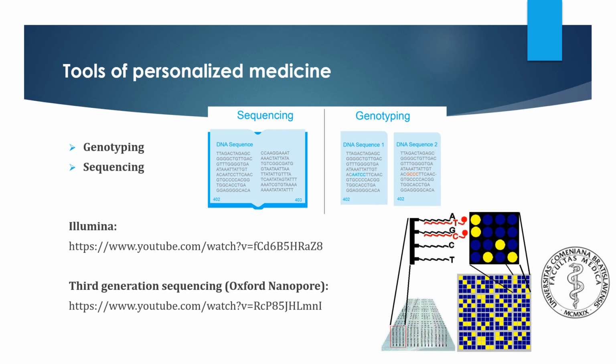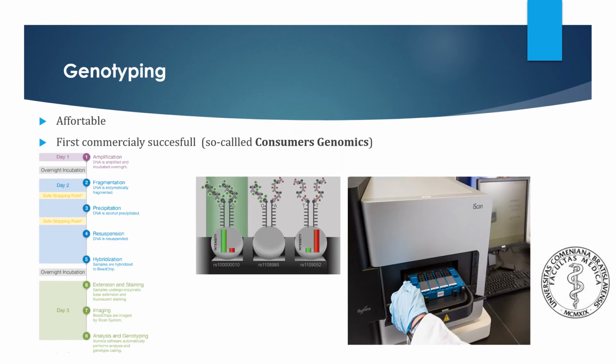But let's focus on genotyping right now. So what actually is genotyping? Officially, it's a process of determining differences in the genetic makeup of an individual by examining the individual's DNA sequence using biological assays, and basically comparing one individual's sequence to another.